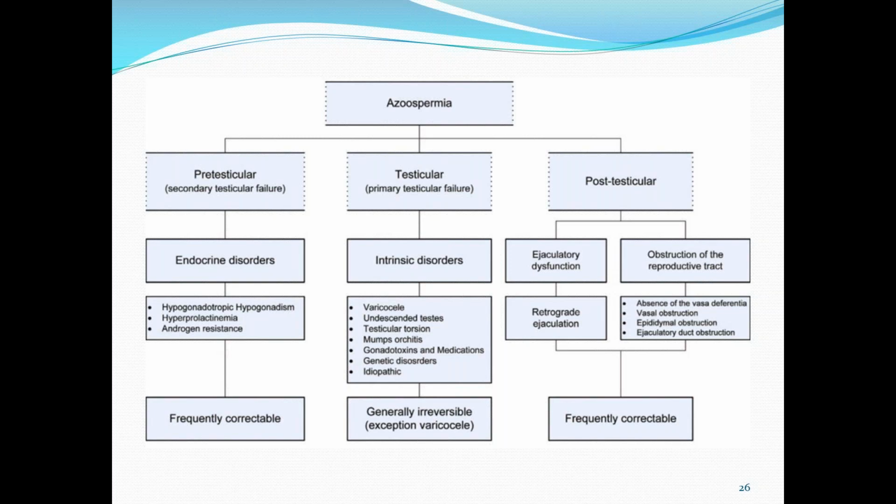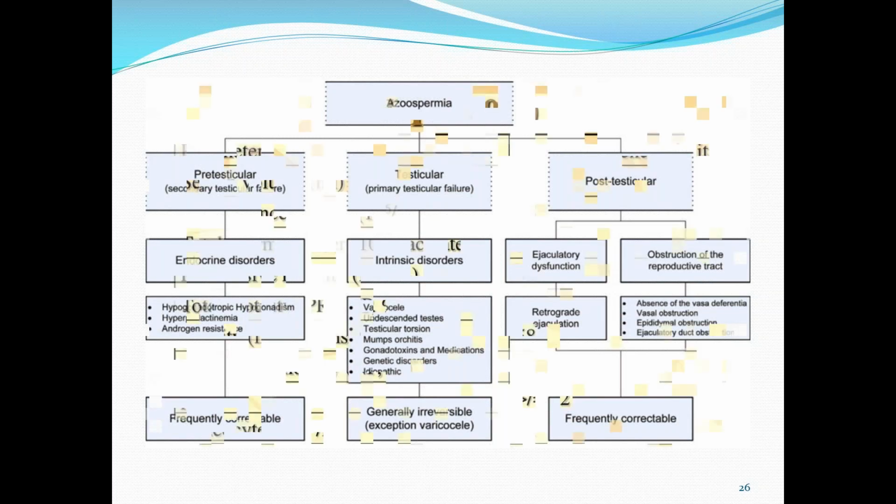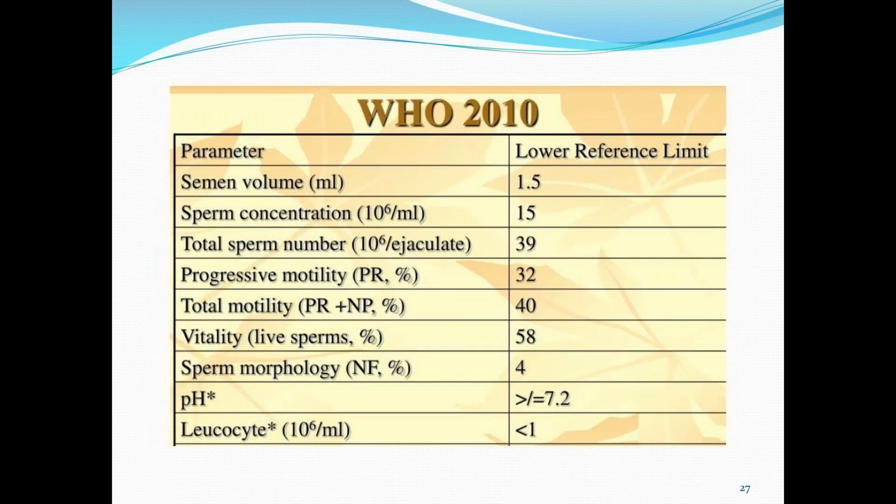Do not forget the normal level of semen analysis, because it is the only test that can be provided in the area without giving you the normal results. You need to know that the normal semen volume is 1.5, the sperm concentration per milliliter is 15, the total ejaculation is 39, the progressive forward motility is 32%, total motility is 40%, vitality is 58%. You need to find at least 4% normal morphology, and the pH needs to be more than or equal to 7.2. This is the normal semen analysis.